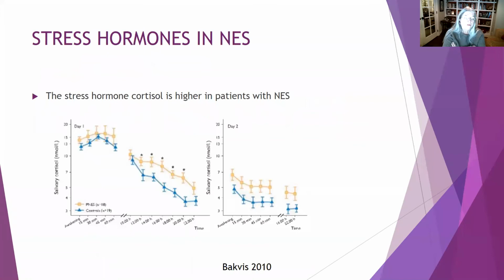The stress hormones that I mentioned, specifically our cortisol levels, are higher in people with non-epileptic seizures. And that can be measured over the course of several days. This is actually a very good study showing that people are running baseline cortisol levels that are much higher. So they're in a state of stress, frankly.